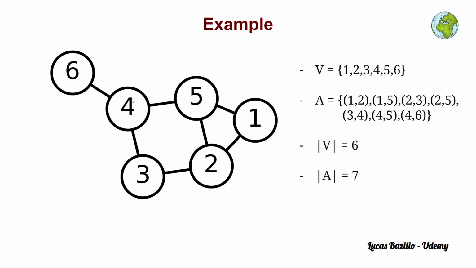Well, we can say that the elements of V are the elements 1, 2, 3, 4, 5, and 6. These are the nodes of the graph. The elements of A are basically the unordered pairs. For instance, the edge that connects 1 and 2 can be represented with the pair 1, 2. And since this is an undirected graph, it can also be represented with the pair 2, 1.